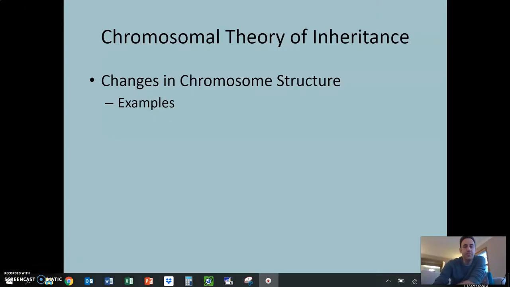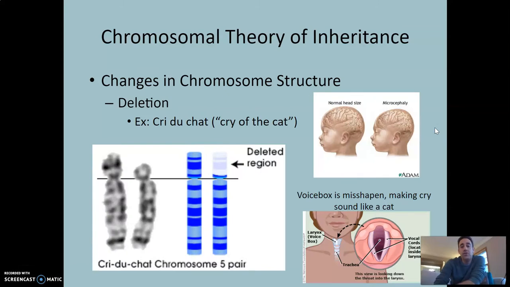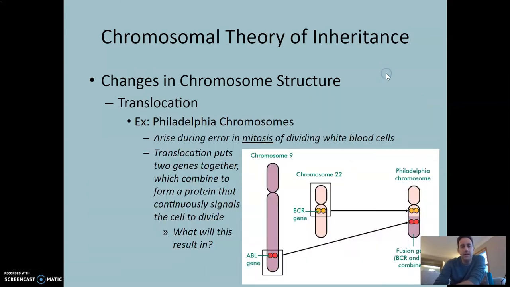Examples of changes in chromosome structure: there's a condition called cri-du-chat, which is a deletion. And again, it's a very specific deletion in a very specific location. It happens in chromosome number 5. And we just lose this little tip of the chromosome. So this chromosome is a little bit shorter. It's called cri-du-chat, which is cry of the cat in French, because the voice box where your vocal cords are housed is misshapen. And so when the babies cry, it actually sounds like a cat, I guess. I've never heard the sound. There's other issues. The head is smaller and the brain development is inhibited.